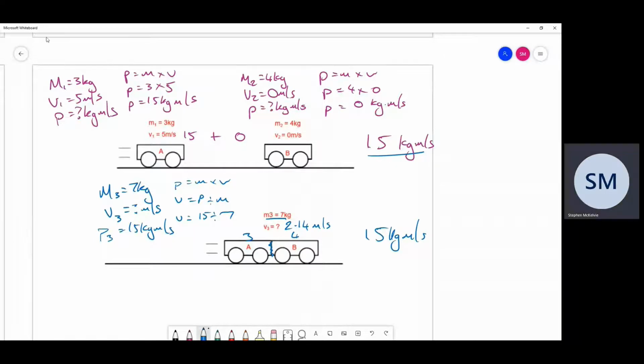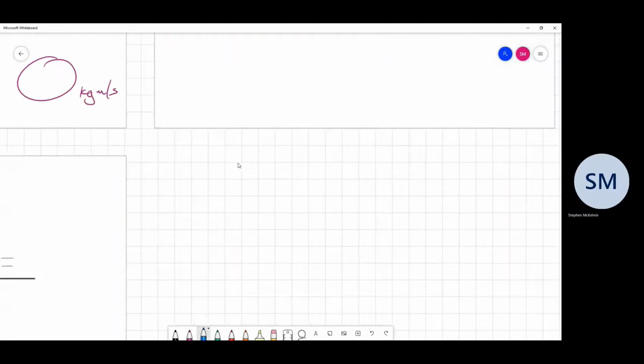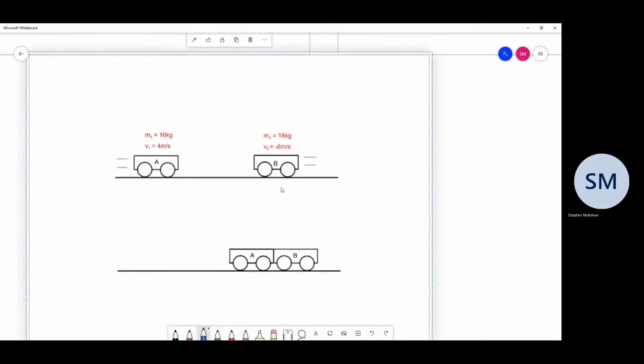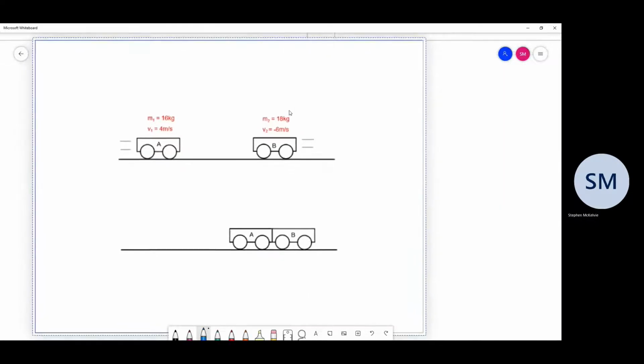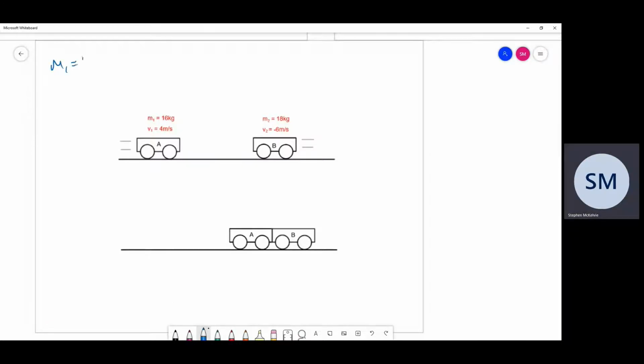Another example of when this can be used like this. M1, 16 kilograms.